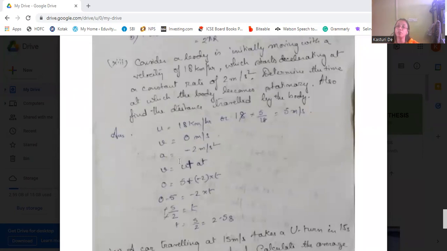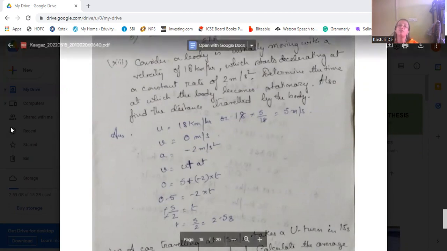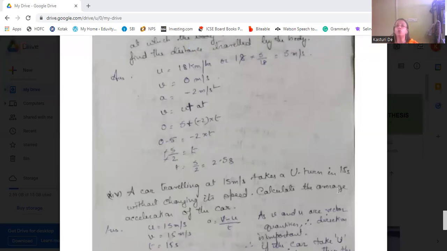u is equal to 18 km per hour. That means it's 5 meters per second, and final velocity is 0 meters per second, and it starts decelerating, that is, it is a negative acceleration, so minus 2 meters per second square. Right? So v is equal to u plus at. Okay, so 0 is equal to 5 plus (minus 2) into t. So t is equal to 5 by 2, that is 2.5 seconds.